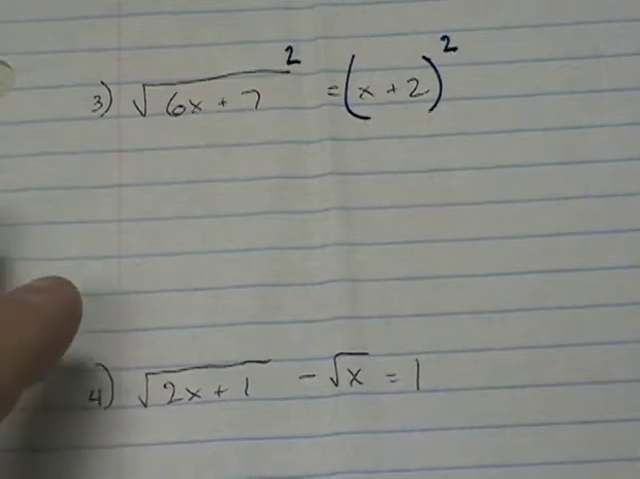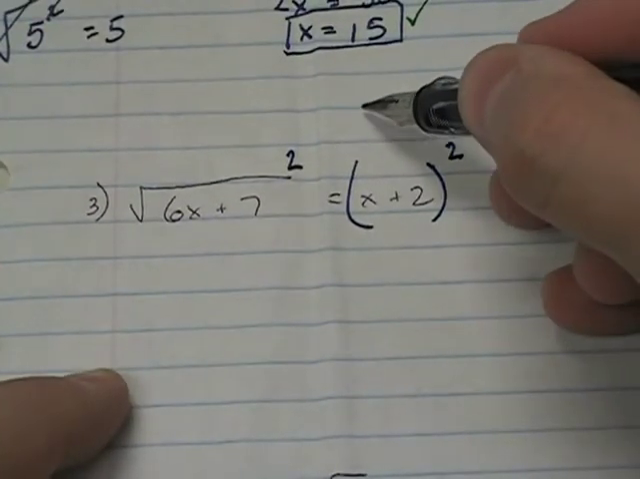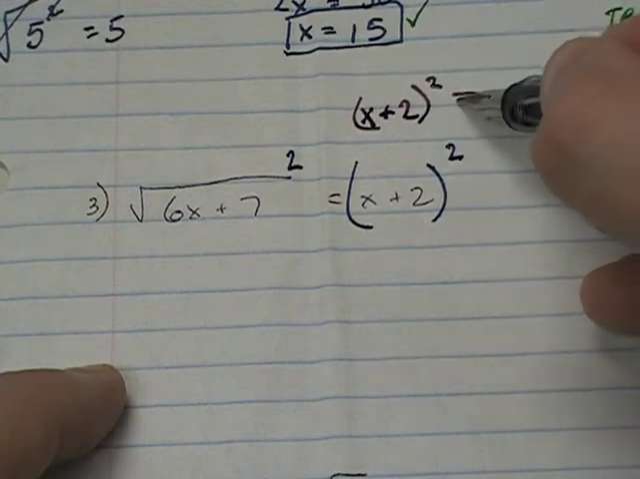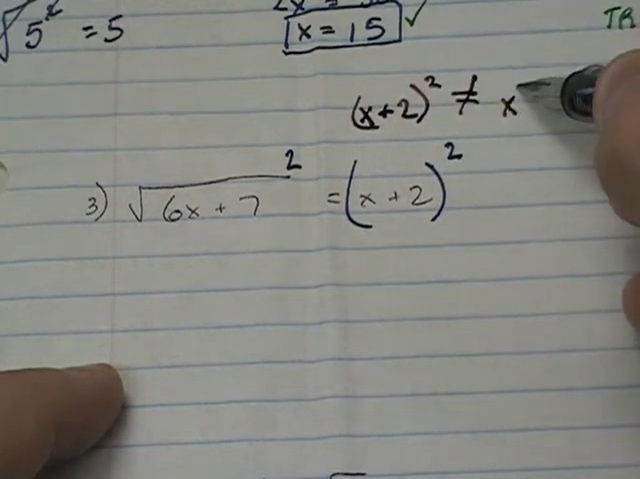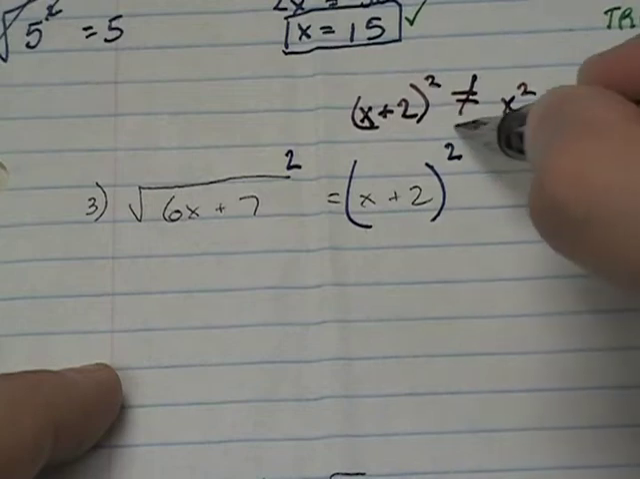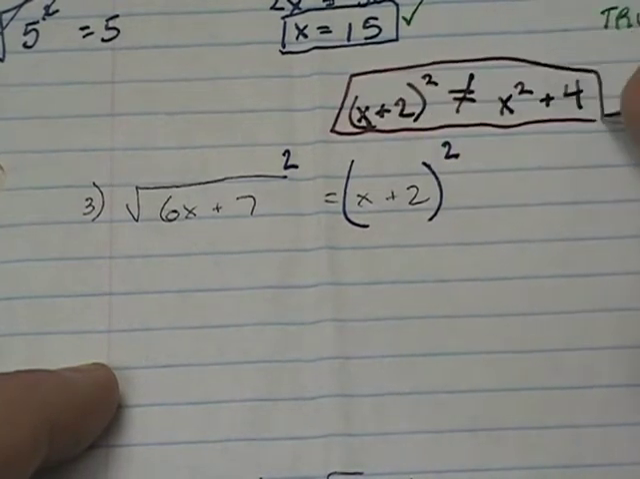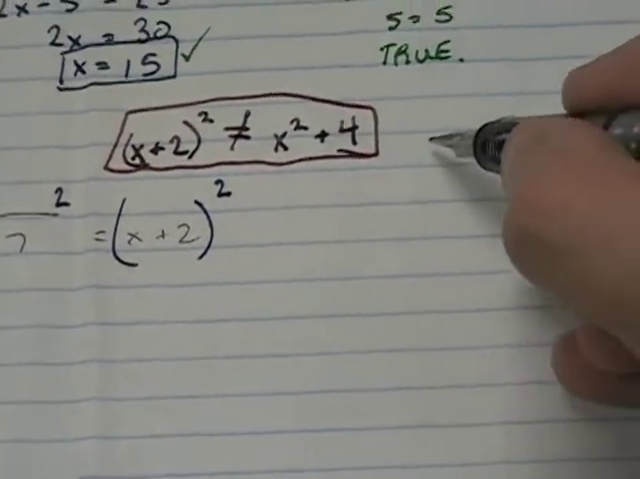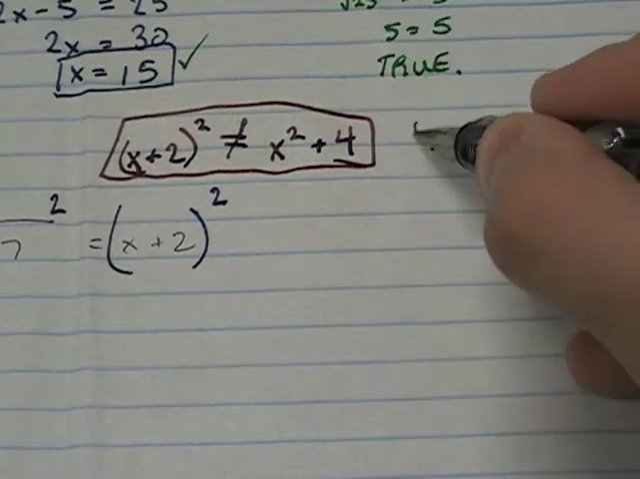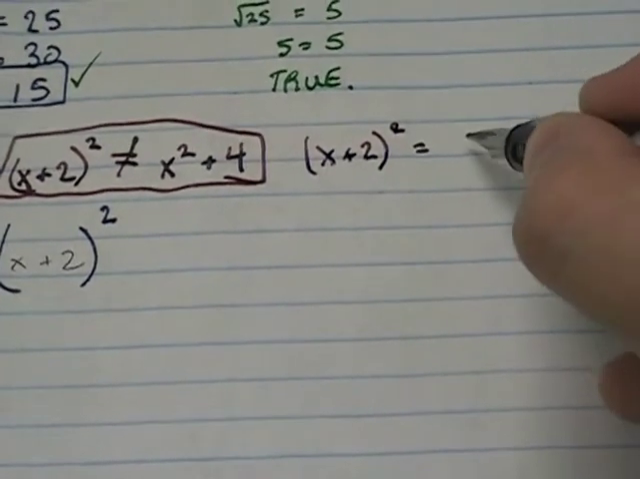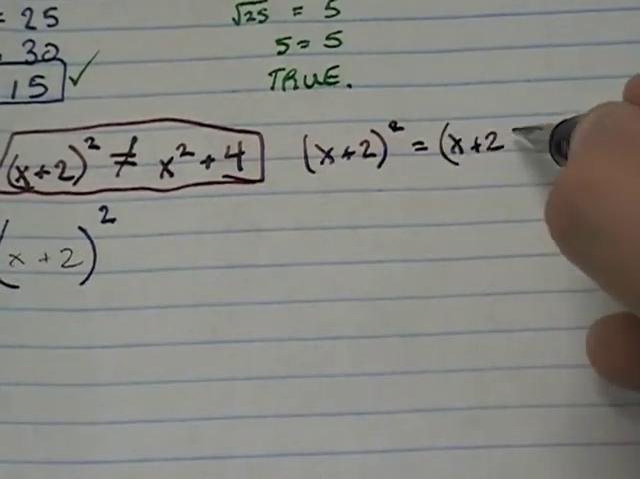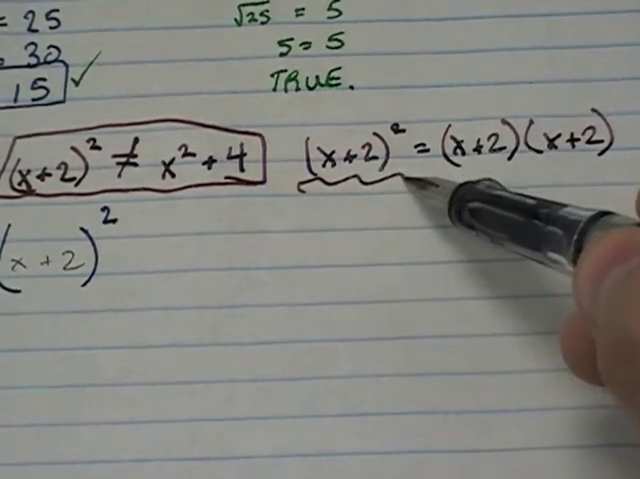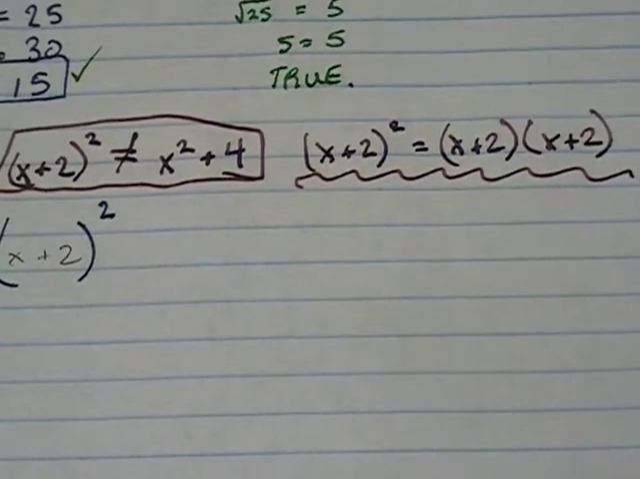Now, before I go any further, I just want to point out something that I see very, very commonly. X plus 2 squared does not equal x squared plus 4. That is an absolute no-no in a math course. Instead, x plus 2 squared equals x plus 2 times x plus 2. And you absolutely have to remember that.